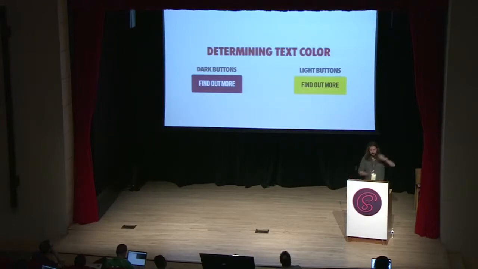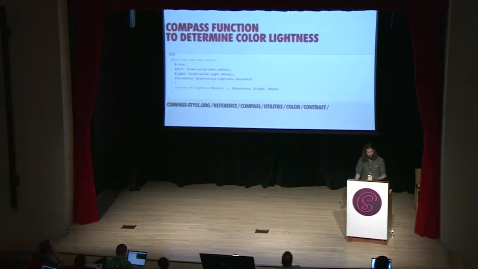Right now we just have a big list of these are the dark colors and these are the light colors. But Compass actually comes with a function that determines the lightness of a color. This is just from the Compass source code. It's a color contrast function. It converts the color to the HSL color space and looks at the lightness, the L part, and says, if the lightness is above or below a certain threshold, then it's light or dark. You give it two colors, and you say, if it's dark, return this color. If it's light, return that color. That's exactly what we need.